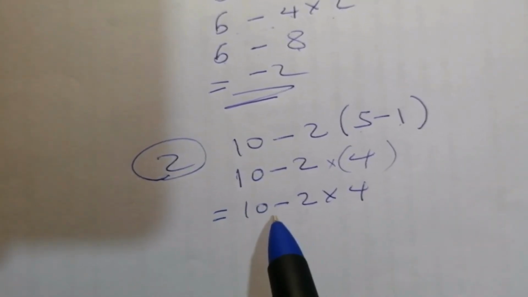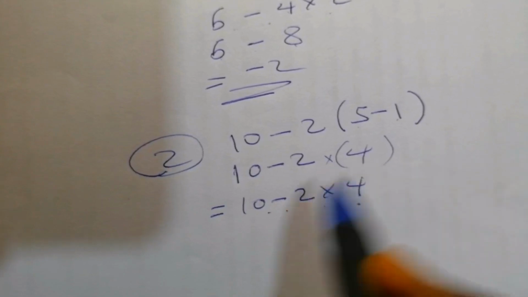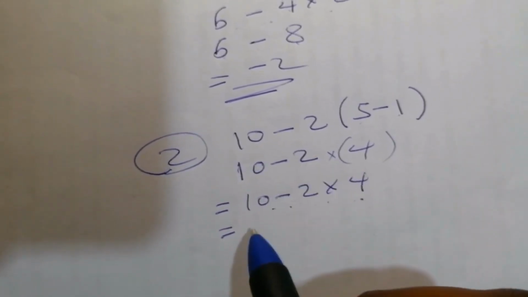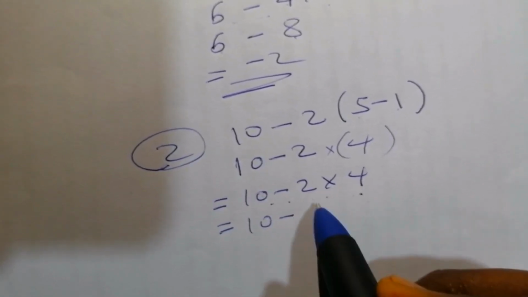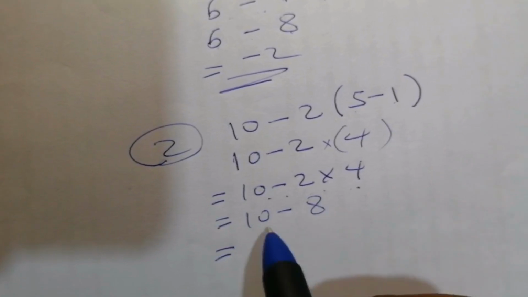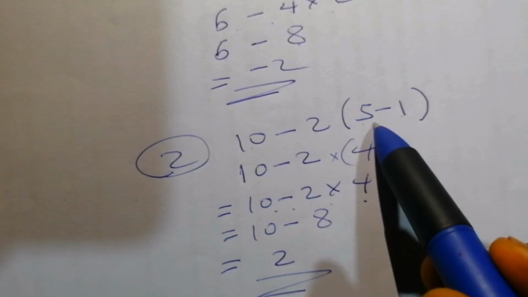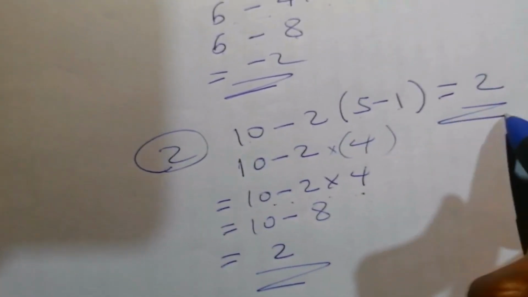So there is subtraction and multiplication. First we have to multiply the numbers, due to the BODMAS rule. Therefore 10 minus 2 times 4, which is 8. 10 minus 8 equals 2. Therefore 10 minus 2 in bracket 5 minus 1 equals 2.